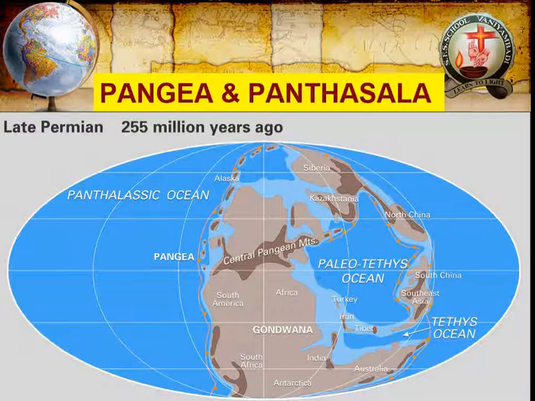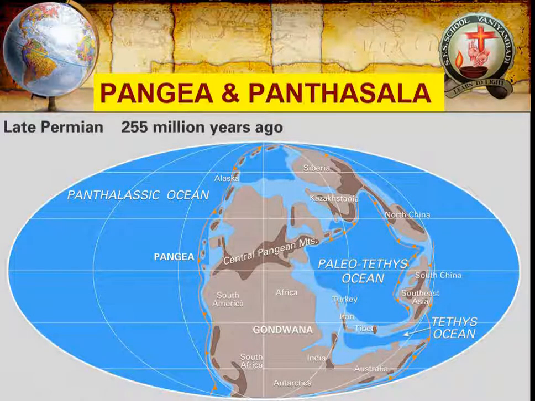So my dear students, you can see here, if you compare the current picture of our Earth, the continents are scattered into different landforms. But before 255 million years ago, you see how the landforms were. All were in a single landform. This is called Pangaea.